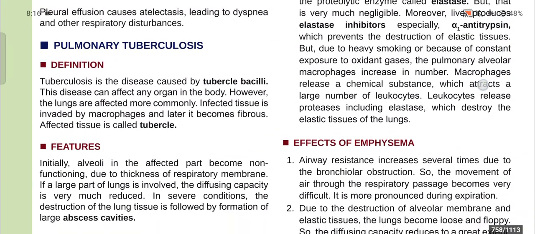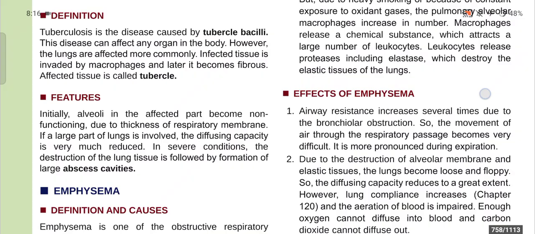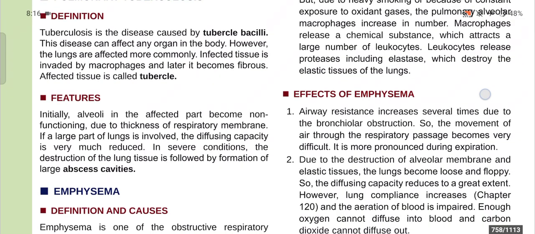Now, what are the features of pulmonary tuberculosis? Initially, the alveoli in the affected part become non-functioning due to thickness of respiratory membrane, and if a large part of lungs is involved, their diffusing capacity is very much reduced, and in severe condition, the destruction of the lung tissue is followed by formation of large abscess cavities.